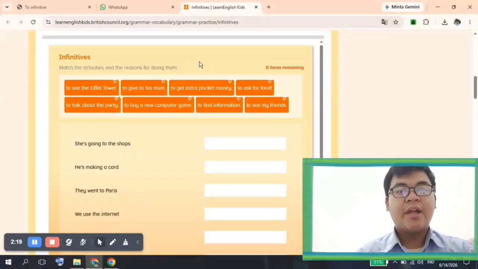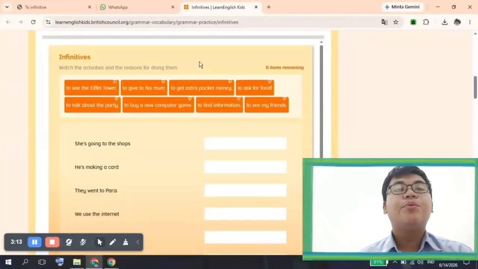Remember what I have explained about to-infinitive? What is the function of to-infinitive? Anyone still remember? Kate, Louis, or Darnell? Oh, Louis, you still remember what the function of to-infinitive is? Right. The function of to-infinitive is to explain the purpose of the sentence. So in this game, we need to match the purpose and the activities in a sentence.